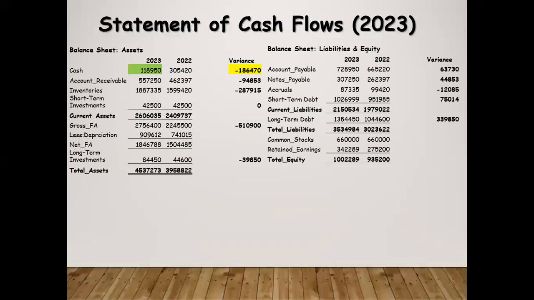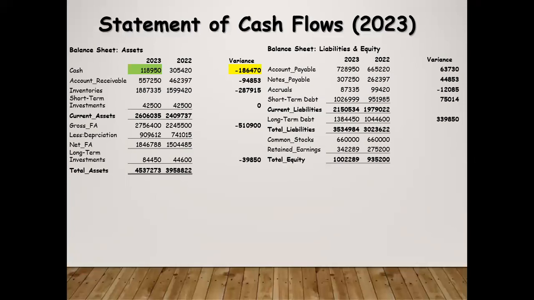Here we have the balance sheet variance between the variables. Now here you should have clarity about which variables are interest bearing and which are non-interest bearing. Cash is a non-interest bearing instrument. Accounts receivable is non-interest bearing. On the other side, inventories are non-interest bearing.